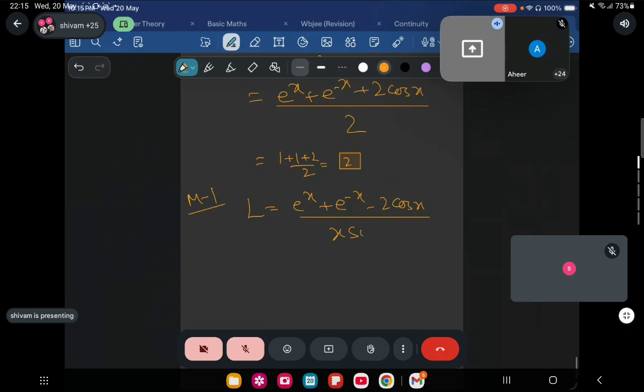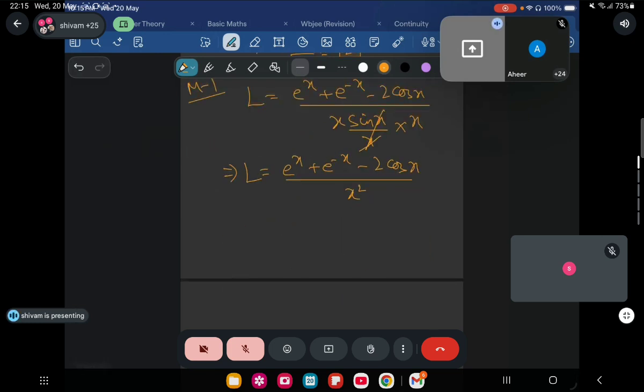Right. Sin x, you convert it into standard form, x multiplied by x. This will be gone. L will be equal to e to the power x plus e to the power minus x minus 2 cos x divided by x square.